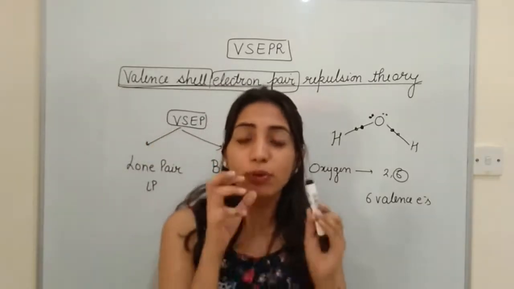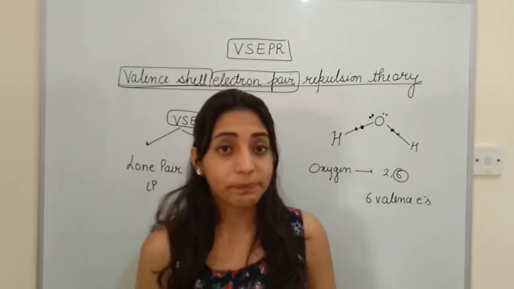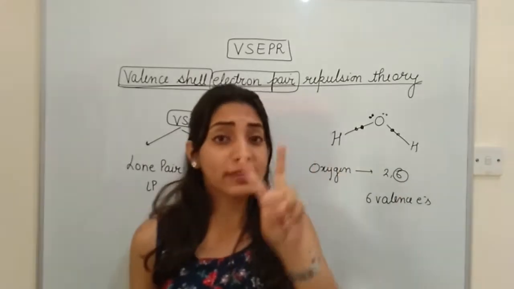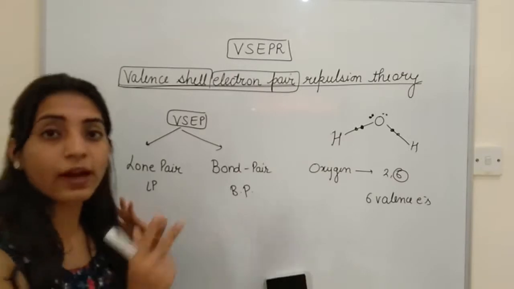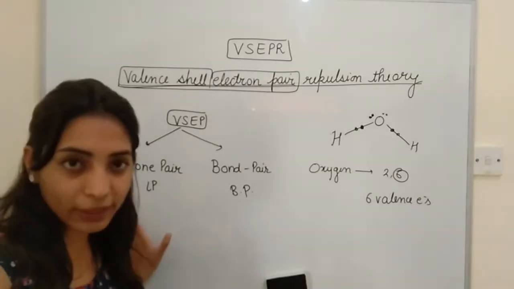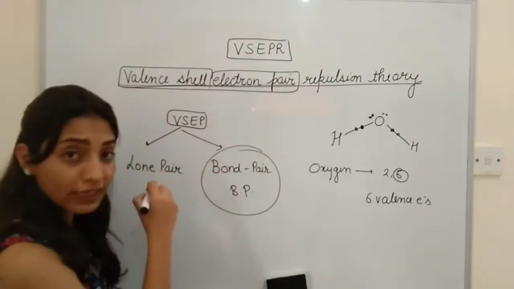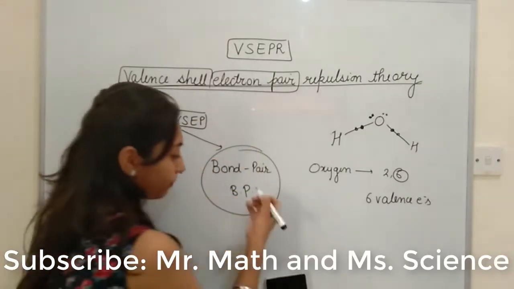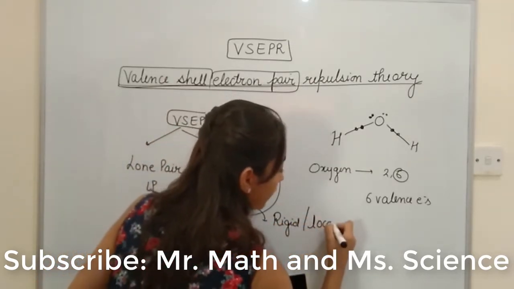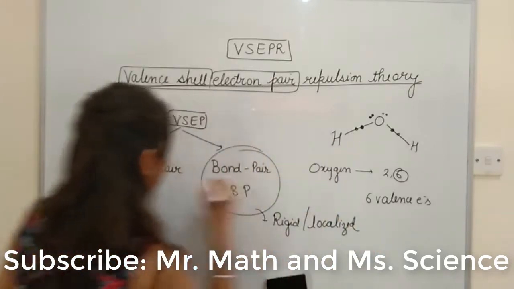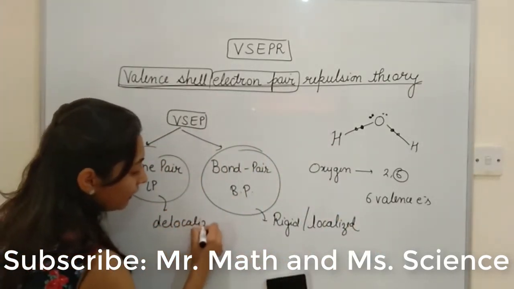So this is what is told to us by valence shell electron pair repulsion theory, that the atom takes only the valence shell electron pairs to take part in bond formation. Those valence shell electron pairs are further of two types. One is bonding electron pairs and the other are non-bonding electron pairs. Now the theory says that the bond pairs of electrons are kind of more rigid, or more localized, whereas the lone pairs of electrons are kind of delocalized.